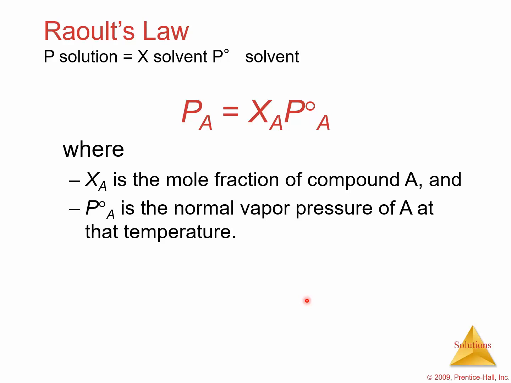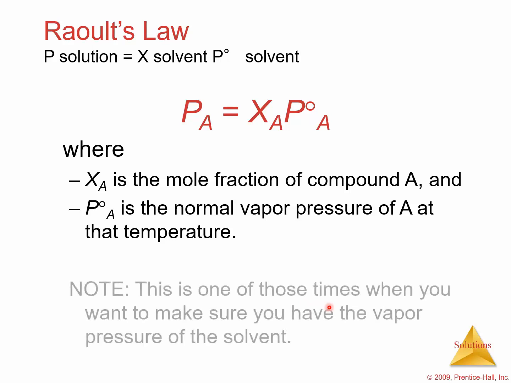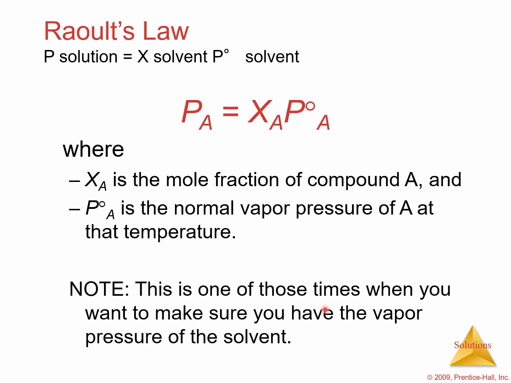Now, Raoult's law predicts that when we increase the mole fraction of non-volatile solute particles in a solution, the vapor pressure over the solution will be reduced. In fact, the reduction in vapor pressure depends on the total concentration of solute particles, regardless of whether they are molecules or ions. Remember that vapor pressure lowering is a colligative property, so it depends on the concentration of solute particles and not on their kind. And here we have a note: this is one of those times when you want to make sure you have the vapor pressure of the solvent.